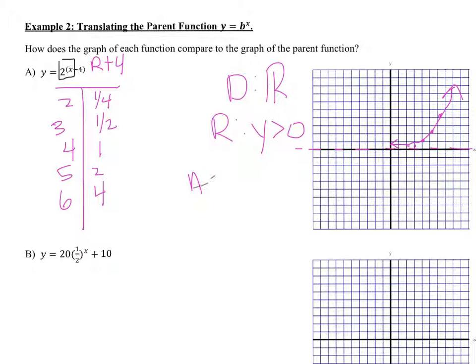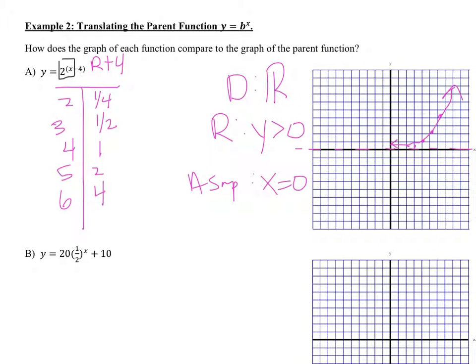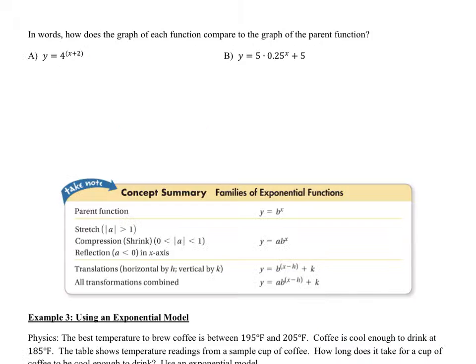My asymptote will be at x equals 0, because its x values are the horizontal line, so that's horizontal. So you should try the next one by yourself. Be aware that because of this 20 right here, for this next one that you're going to try yourself, you're probably going to count by tens for the y value.